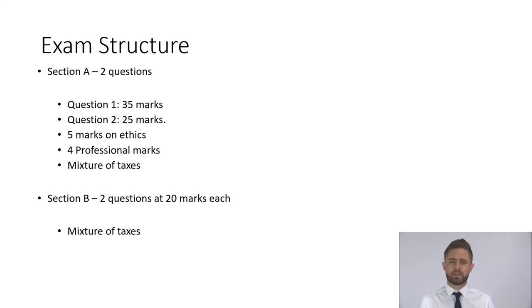So if we talk about the 35 marker first, the 35 marker is going to cover a mixture of taxes. Any tax can come up, any mixture of tax can come up here. I cannot, unfortunately, question spot or topic spot. With advanced taxation, anything can happen. So you need to be prepared for the unexpected, shall we say. You need to make sure that you've got good coverage of all of the basics of all of the taxes that will come up in your exam.